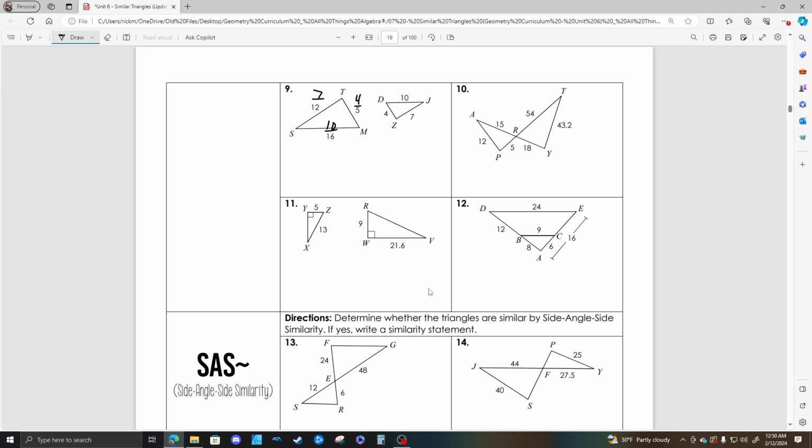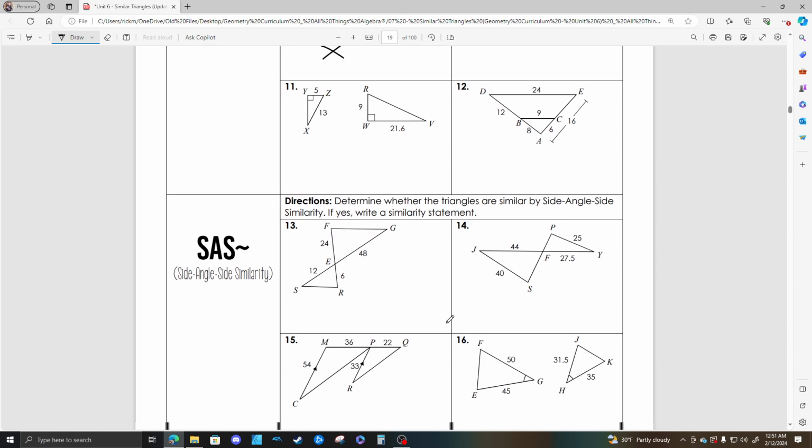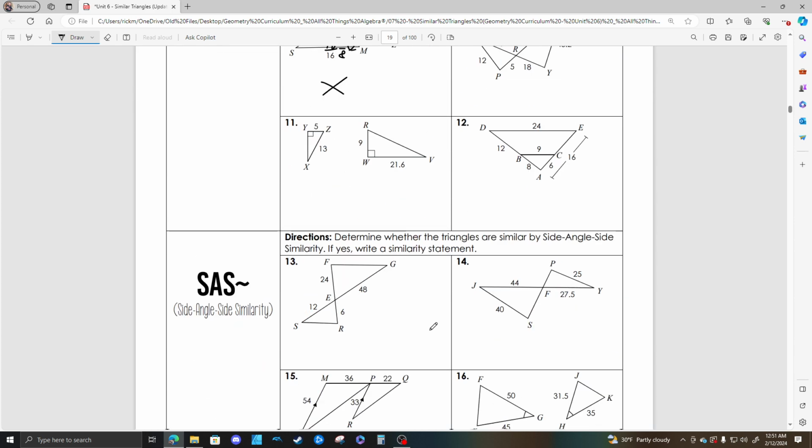So 7 over 12, 4 over 5, 10 over 16. I mean, we can even just take the 10 over 16, right? We know this is going to be 5 over 8. So these are not going to match up at all. These two here, these don't match. So this isn't going to be similar. All right. So that's another example of side, side, side. And that one is not congruent, or not similar.